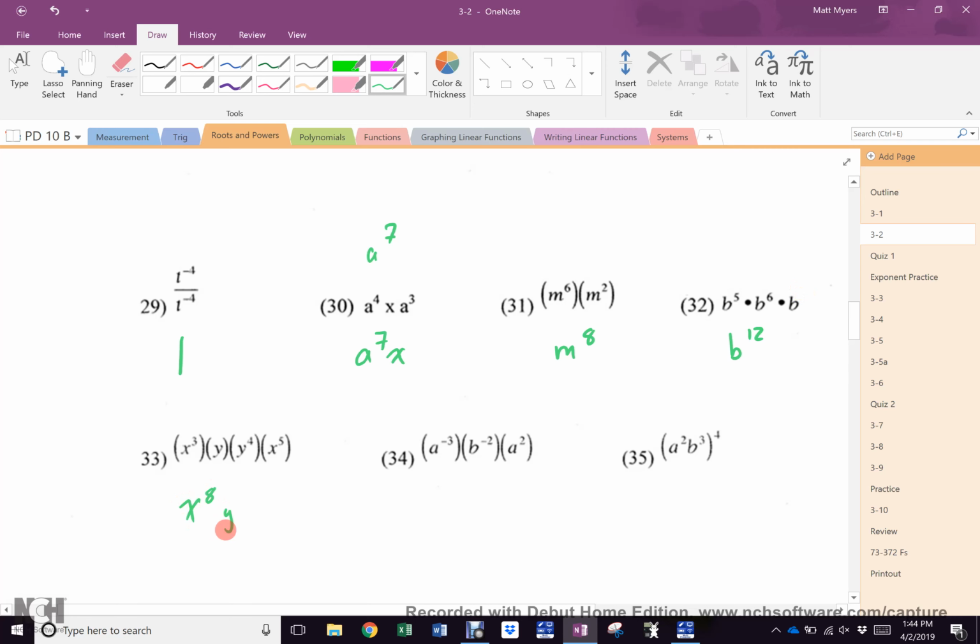X to the 8th, y to the 5th. Why do I have to stop there? They're not the same base. Is everybody good? Jesse. Because b with the -2 has to go down, and -3 plus 2 is -1, so the a has to go down.